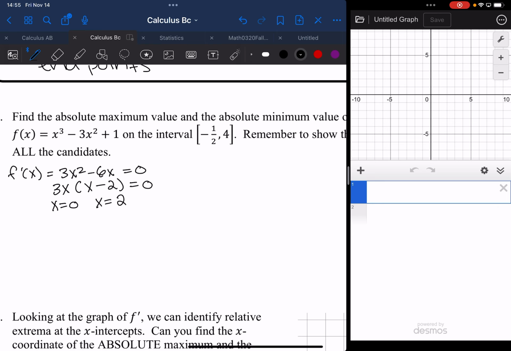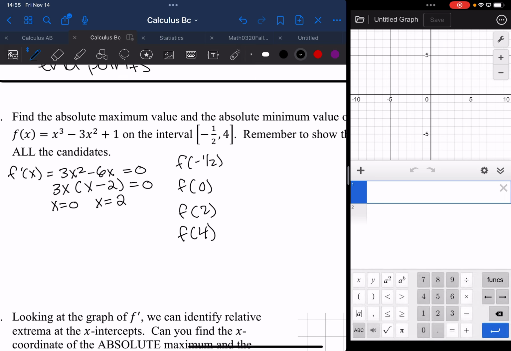So from there, we're going to do the candidates test, and what that is, we're going to plug the endpoints into the original function, and then we're going to plug the critical points into the original function. And what we're looking for is the highest and lowest value for us to find the absolute maximum and the absolute minimum. So we're plugging in f of -1/2, f of 0, f of 2, and f of 4. So those 4 values.